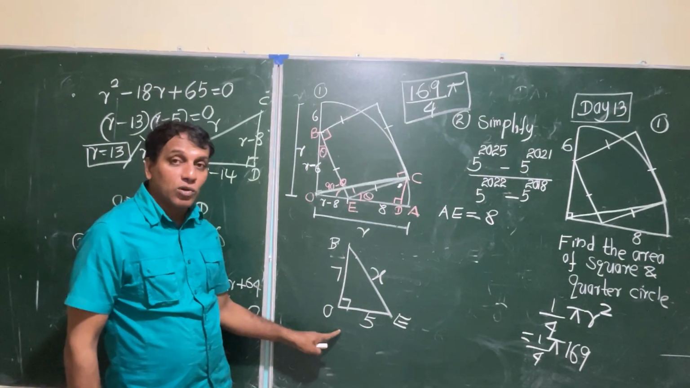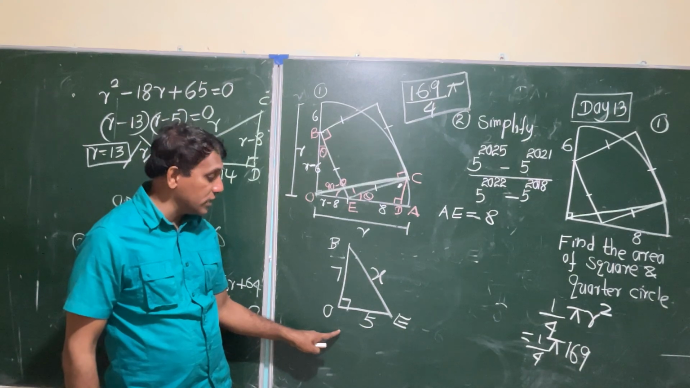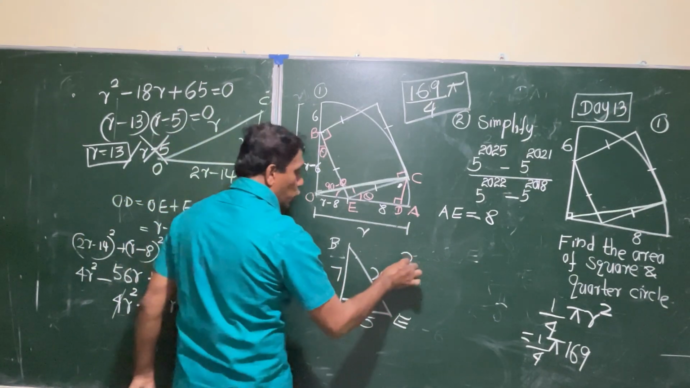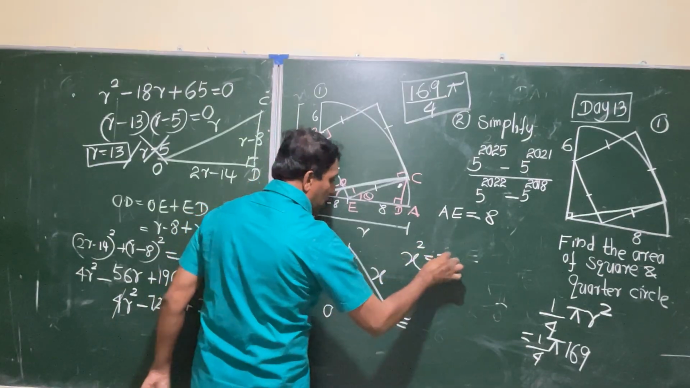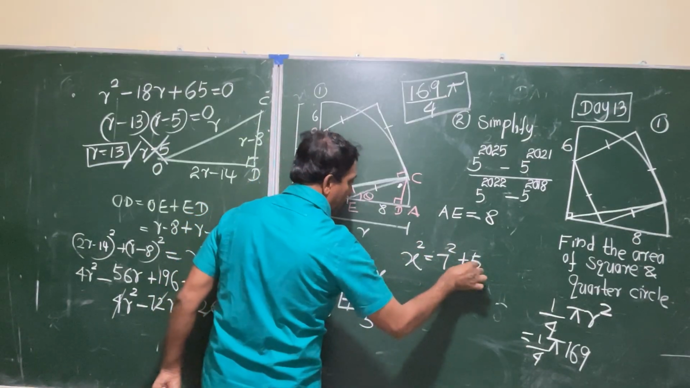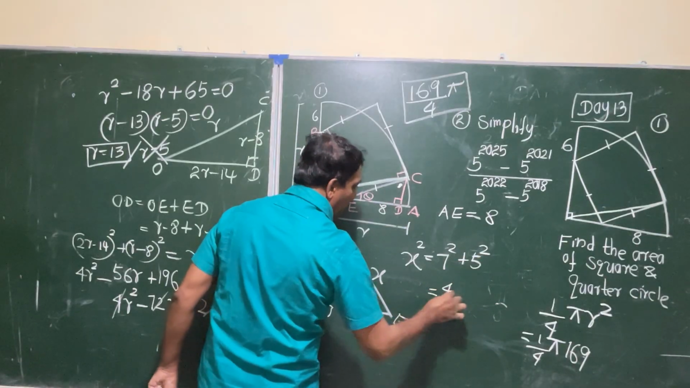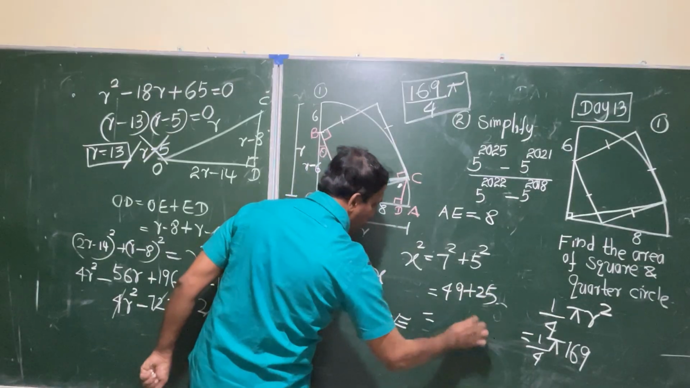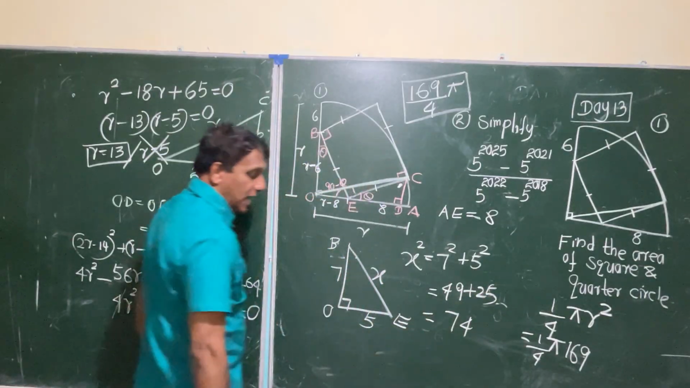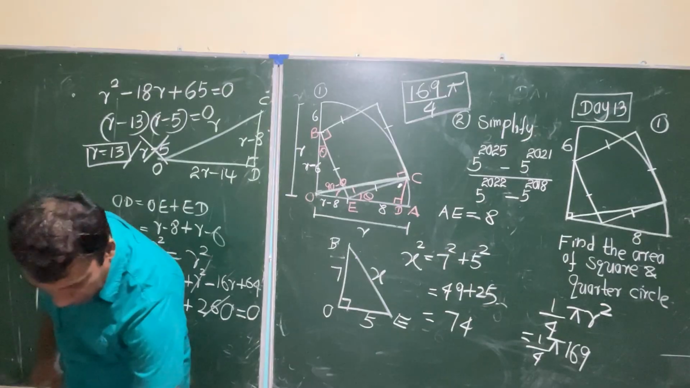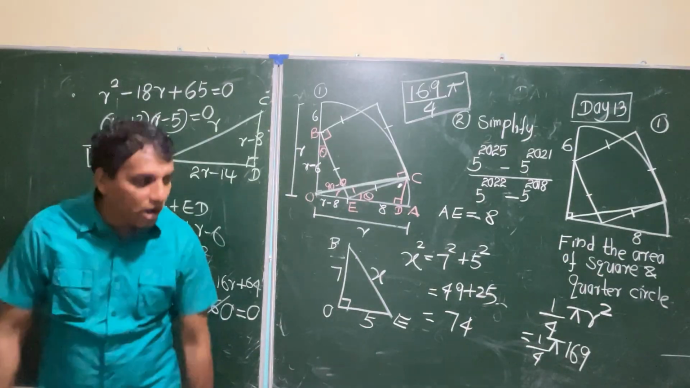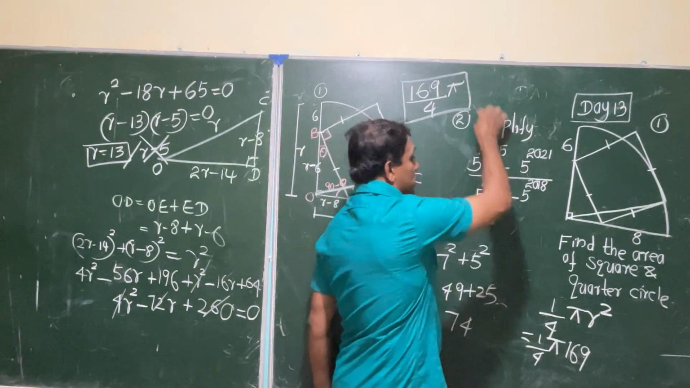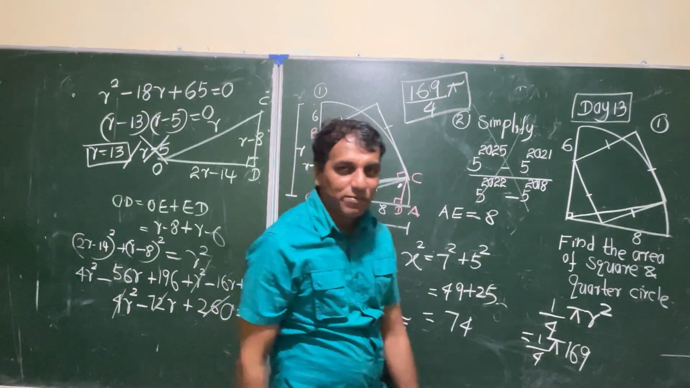Once again we bring in the Pythagoras theorem. So X squared equals 7 squared plus 5 squared, 49 plus 25, which is 74 square units. So the area of the square is 74 square units. There are more questions on the board, I'll show them next time.